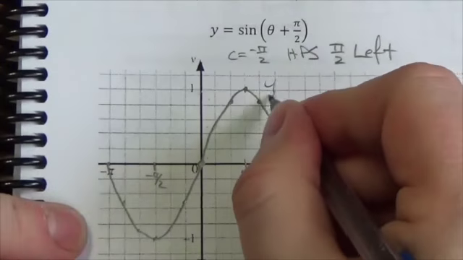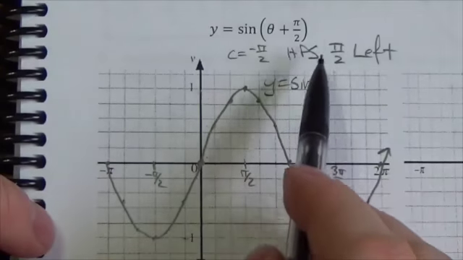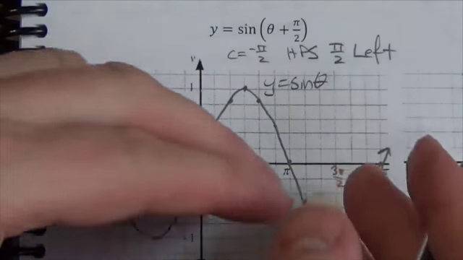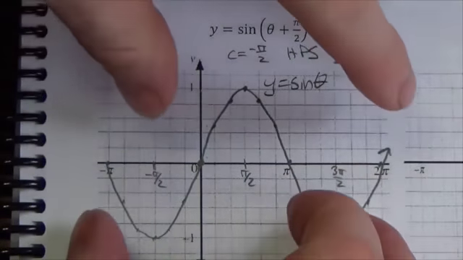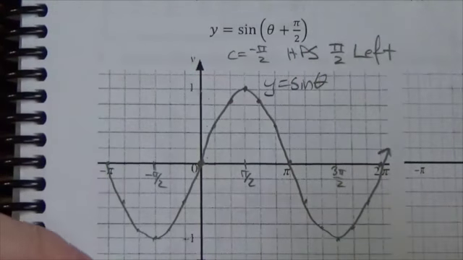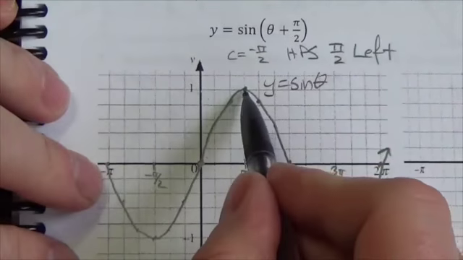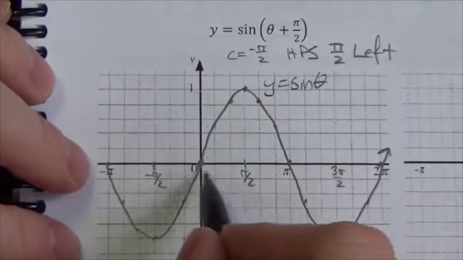So this right here is y equals the sine of theta. And now what I'm going to do is move this pi over 2 units to the left. Now again, I'm just going to take every point and move it to the left here. Now, let's just take a look at what this is going to mean here. Now pi over 2, on my particular grid here, means moving everything over 3 squares.